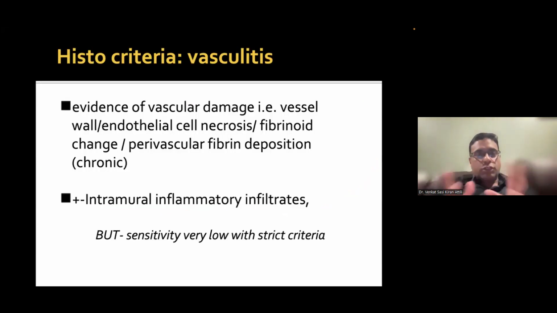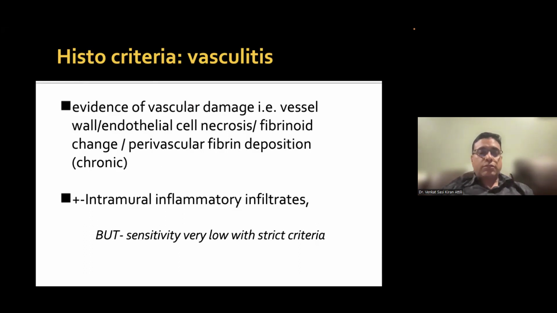So what are the histological criteria of a vasculitis? Apart from inflammation, which should be present, there should be evidence of vascular damage, which is a vessel wall or endothelial cell necrosis or fibrinoid change or perivascular fibrin deposition in chronic cases. There may or may not be intramural inflammatory infiltrate. So there is always inflammation. Without inflammation, you don't call it vasculitis, but intramural inflammation may or may not be present.